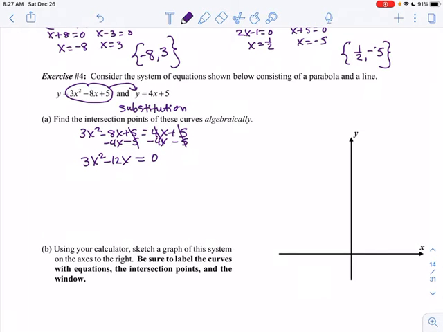Now the first step in factoring is always to look to see if there's a greatest common factor, and there is a greatest common factor. If I pull out a 3x, both of those terms are divisible by 3x. Divide out a 3x, I'm left with x minus 4. Same thing, just set each factor equal to 0. So x equals 0. And x equals 4. And then you actually have to solve for y.